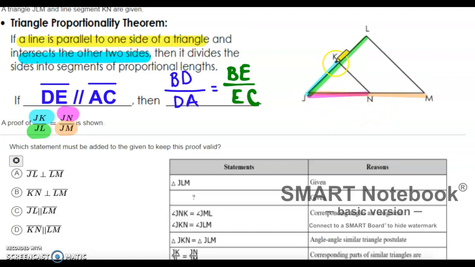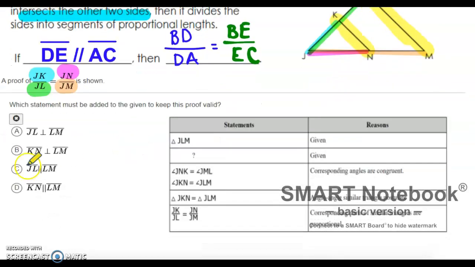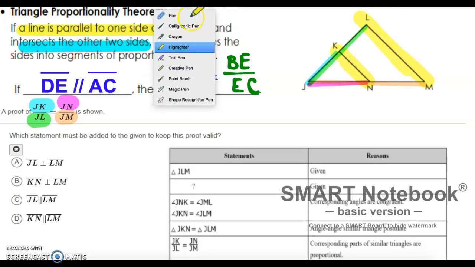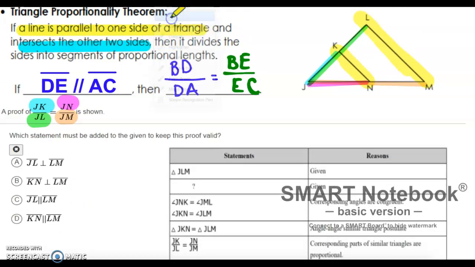So if you look in the picture, KN intersects two sides of the triangle and it has potential to be parallel to LM. So for our proof to work, we have to say that segment KN is parallel to segment LM. So right away, we know we're talking about KN and LM. So we can cross out any of our choices that don't involve those two segments. So A is out and C is out.